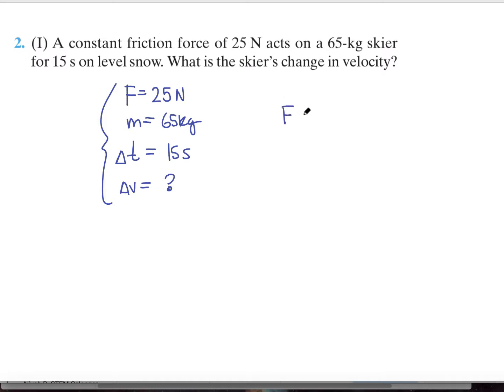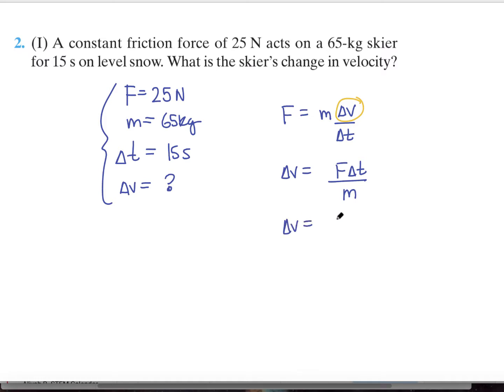So remember, our new version of Newton's second law says that force, or the net force, is equal to mass times the change in velocity of an object over some time interval. So we're looking for delta V in this case, so we're going to isolate delta V in this equation. So when we do that, we are solving, and we see that we would have F times delta T divided by mass is equal to delta V.